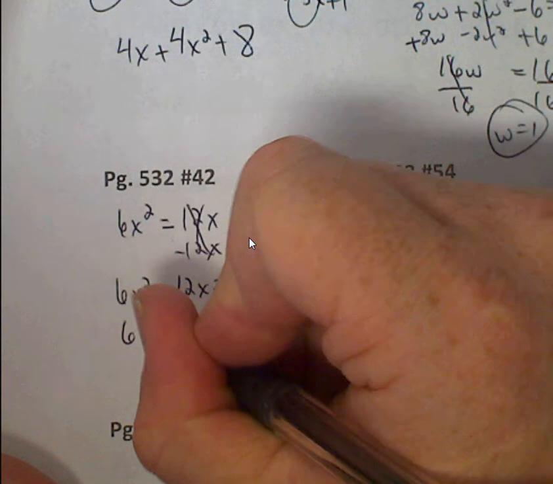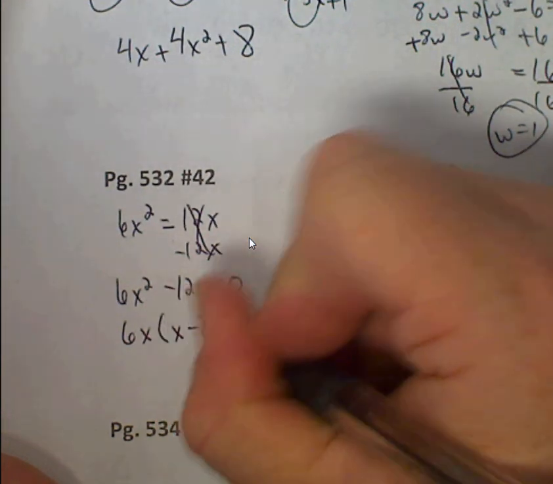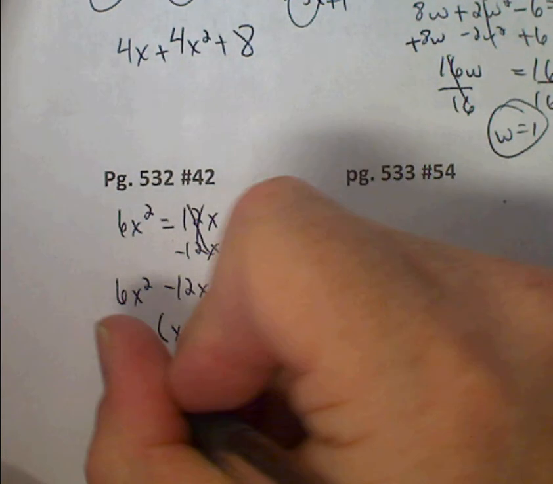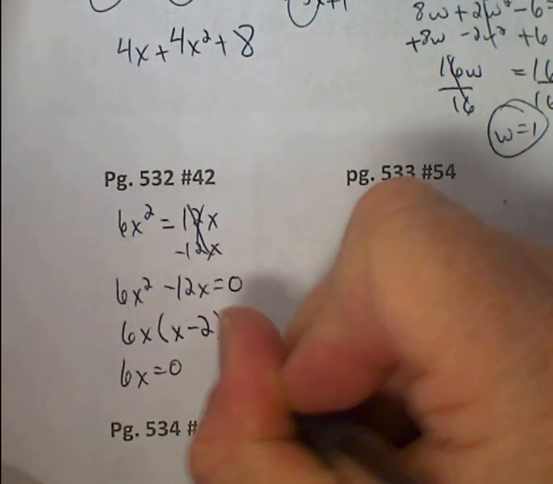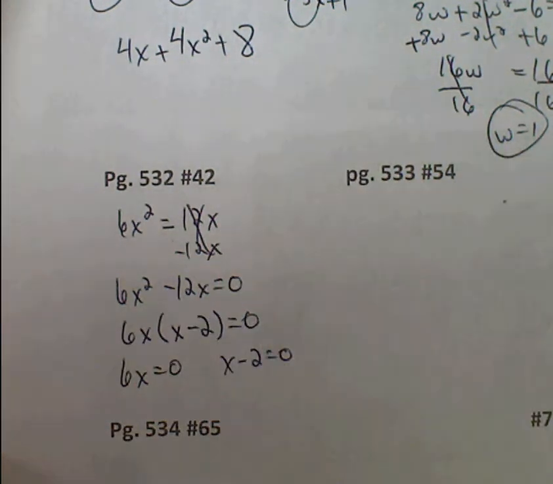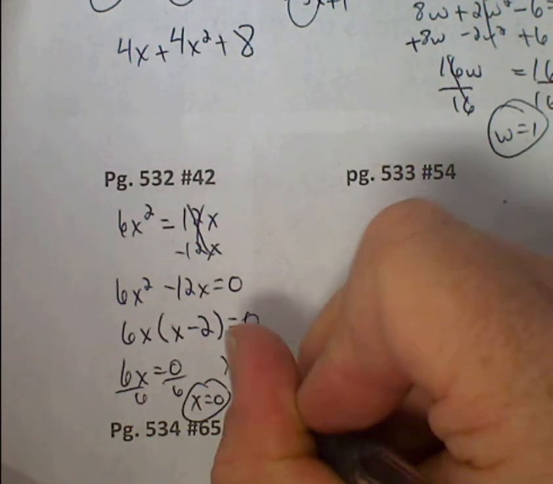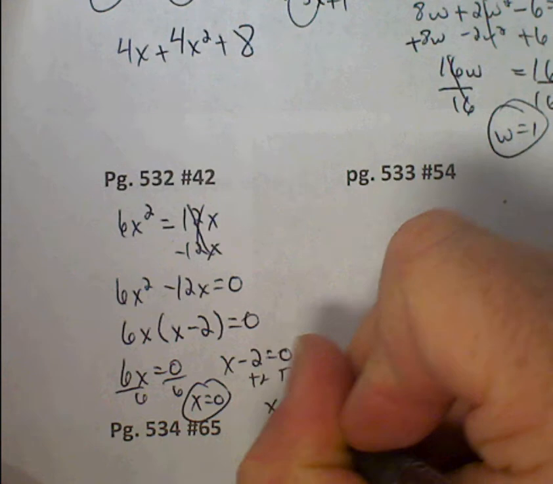So that would leave me with x minus 2 equals 0. Now I can go ahead and set both equal to 0. 6x equals 0, x minus 2 equals 0. Divide by 6, x could be 0. Add 2, x could be 2.